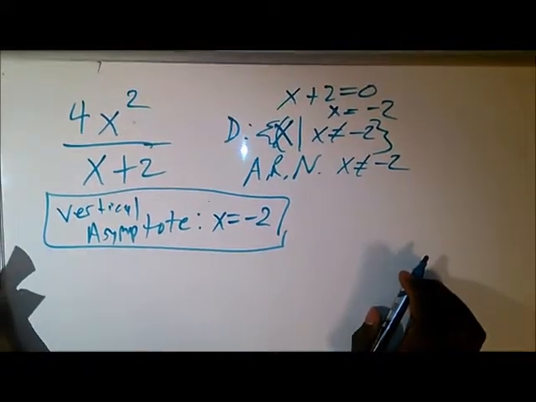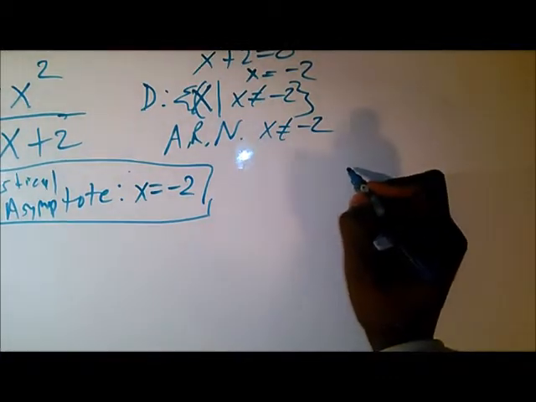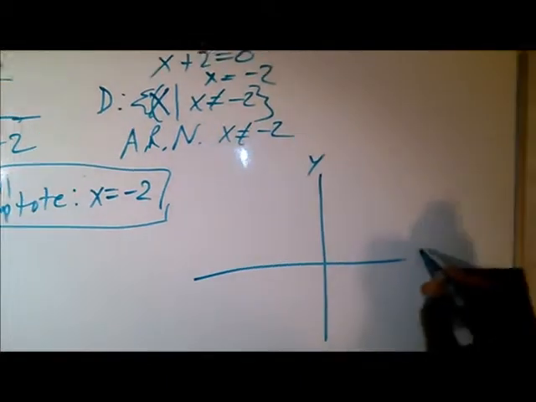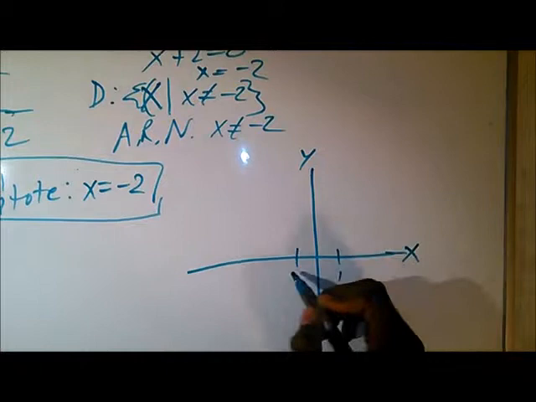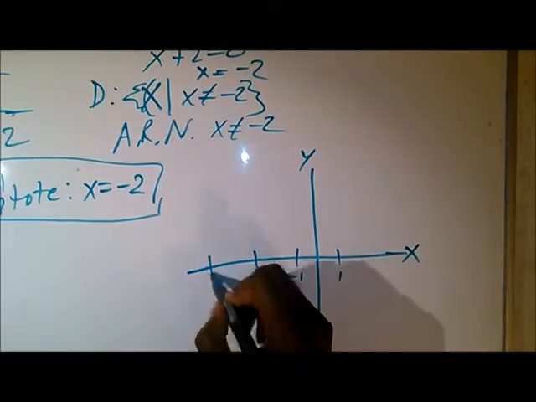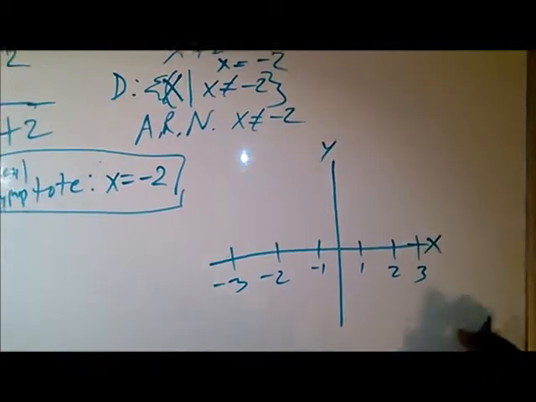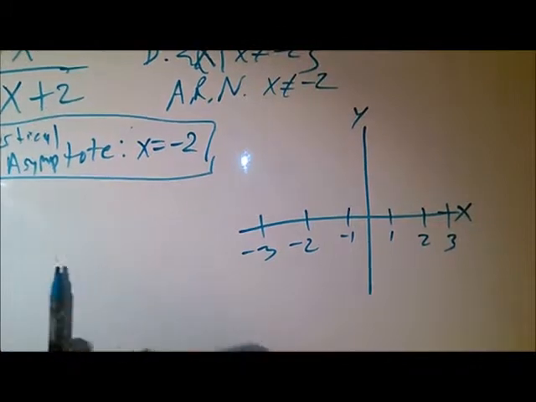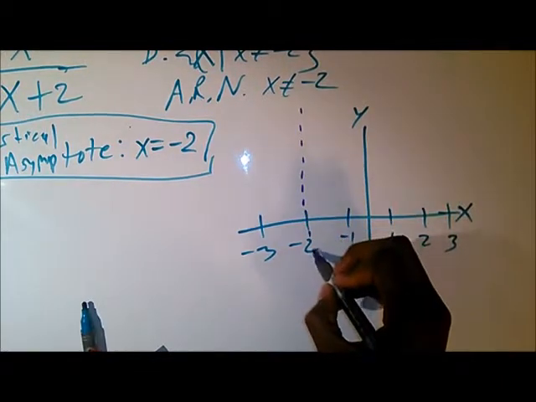And here's how it will look on the graph. We have our graph here, that's our y, that's our x. We have 1, -1, we have -2, -3, 2, 3. x equals -2 is a vertical asymptote. Look what happens. x equals -2.